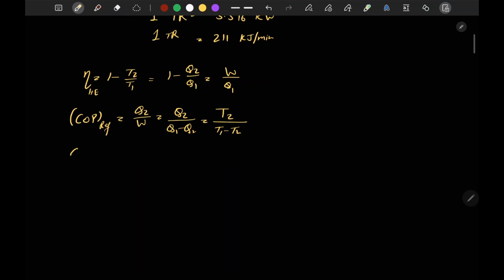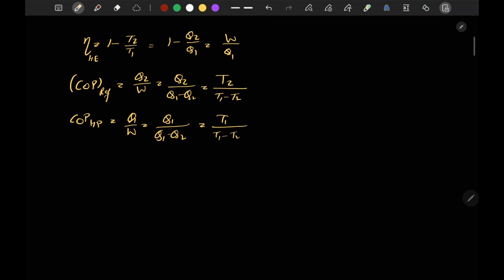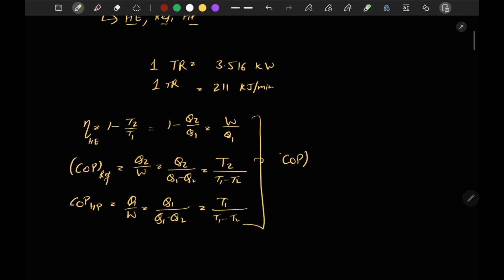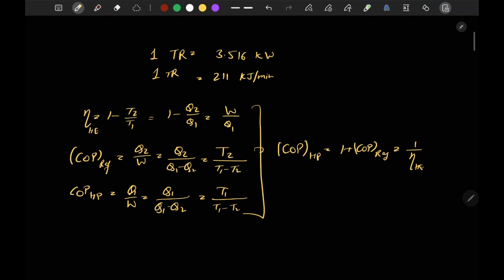If we talk about COP of heat pump, it is defined as Q1 upon W, which is Q1 upon Q1 minus Q2, equal to T1 upon T1 minus T2. Now there is one more relation between these three: COP of heat pump is equal to 1 plus COP of refrigeration, which is equal to 1 upon efficiency of heat engine. So these are the important formulas, and we will be solving the questions in this session using these formulas only. Now we will move to our questions.